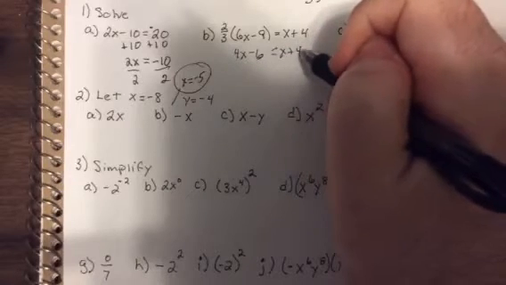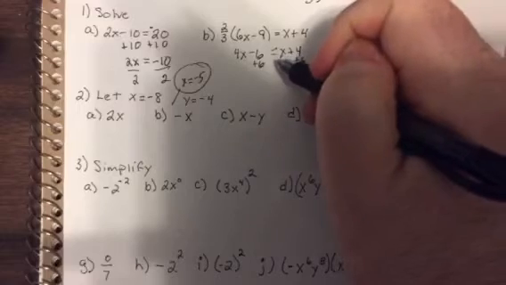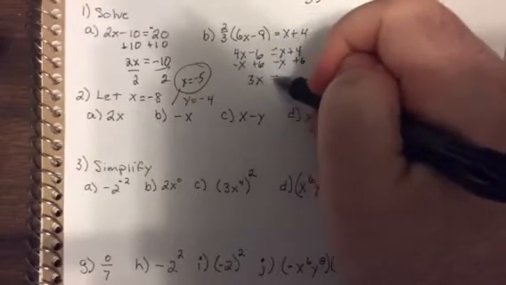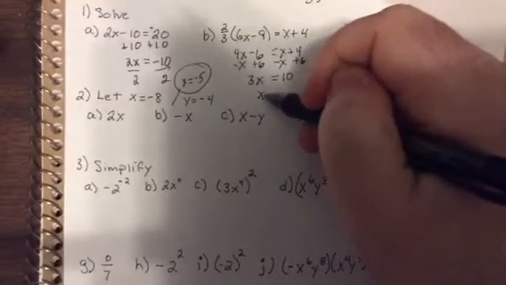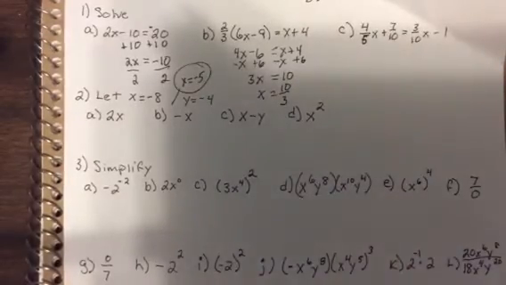So I'm going to add 6 to get all the constants over here, and I'm going to subtract x to get the variables all over the other side. So now I'm going to divide by 3 to get a 1x, and it's 10/3.